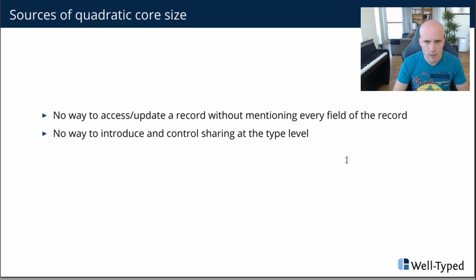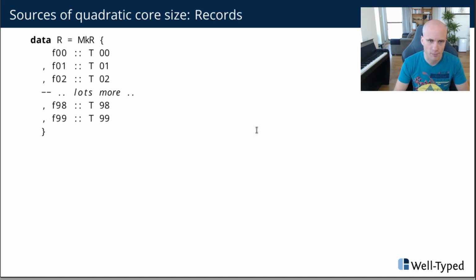There are two main sources for this quadratic code size. One is that we have no way of accessing or updating a record without mentioning every field, and we will see 2 examples of this. And then the more tricky one is that we have no way of introducing and controlling sharing at a type level. And we will see a few more examples of this because this is the more difficult one.